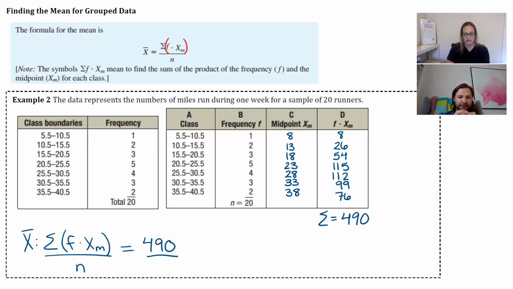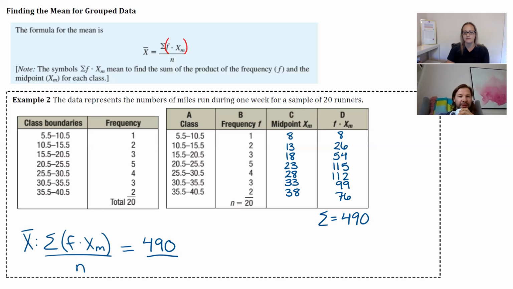So they basically told us what N was up in the description of the question. They said 20 runners, and then they also gave us the total frequency here. On Connect, it might not give you either of those. So if they don't explicitly say what the total is, and let's say they don't give you the total in the chart, how would you be able to find the total frequency?